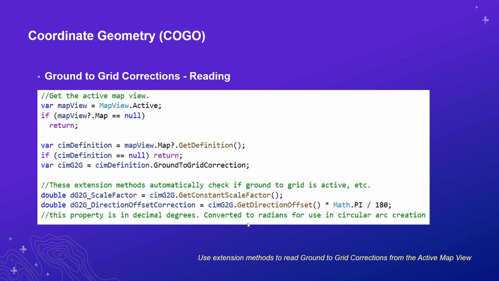And in this particular case, this little snippet of code, we're converting it to radians for use in circular arc creation, because that's what the geometry engine uses. It uses radians.